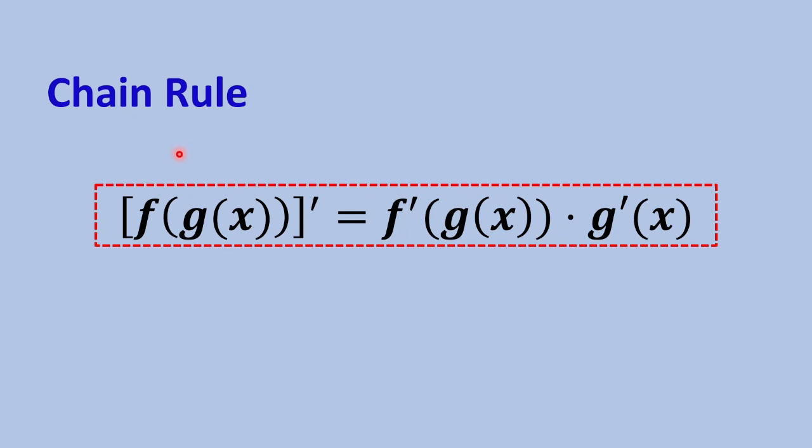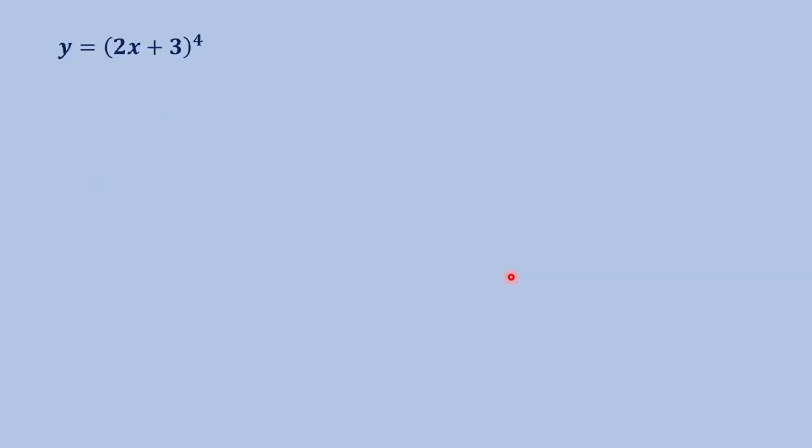So if you would like to get the derivative of a composite function, meaning we have a function inside a function, we would be having the derivative of the outside function leaving the inside function times the derivative of the inside function. So let us have some examples.